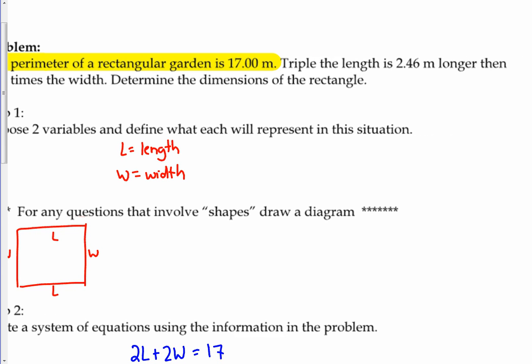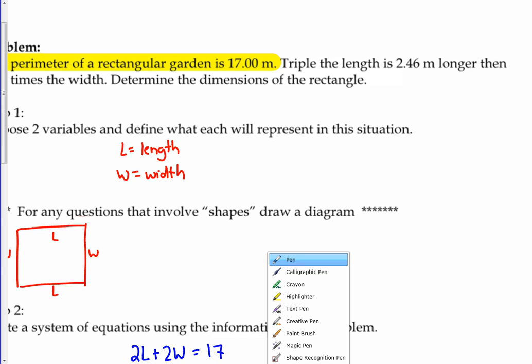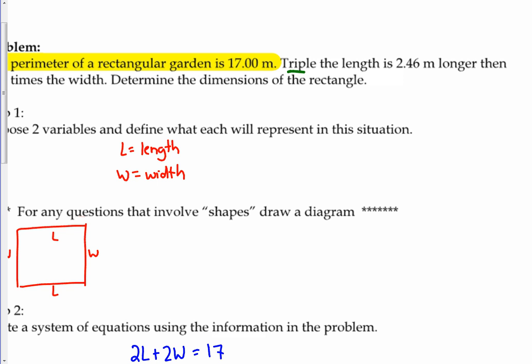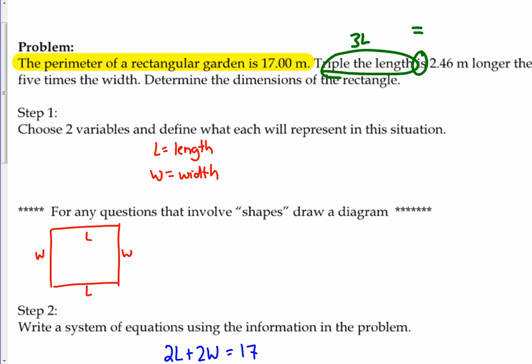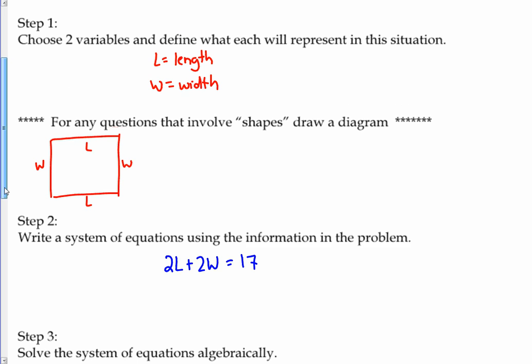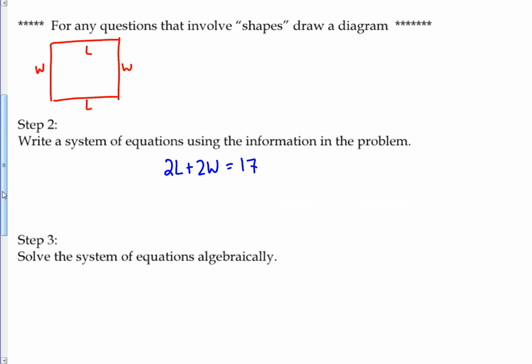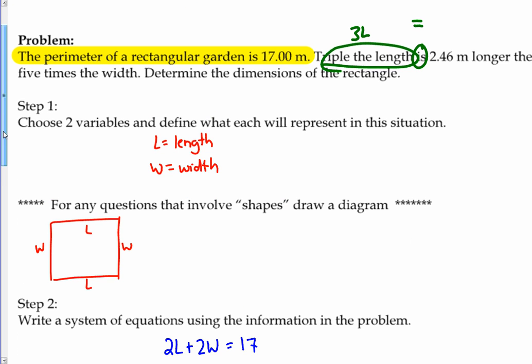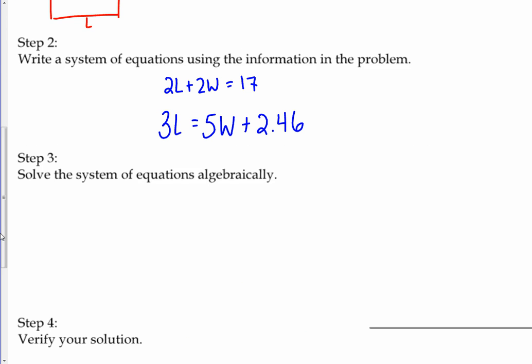Okay, the next equation says triple the length. So how do you write triple the length? 3L equals, thank you. 2.46 meters longer than 5 times the width. How would you write that? 5W plus 2.46, or you could write the 2.46 first, plus 5W. So you have 3L equals 5W plus 2.46. Is that right? Yeah. Okay, there's your two equations.